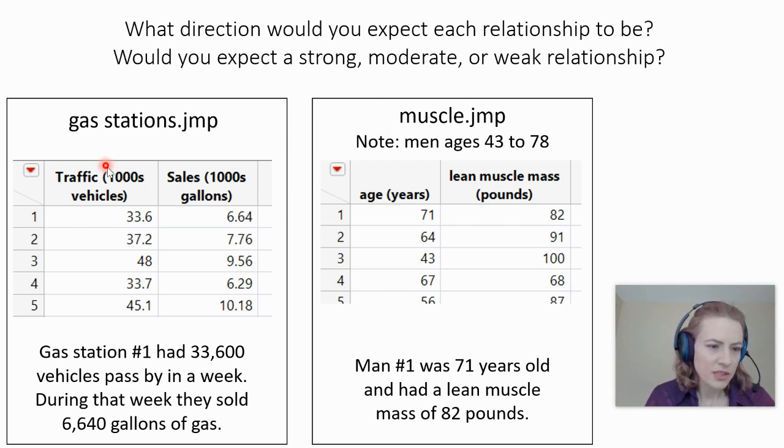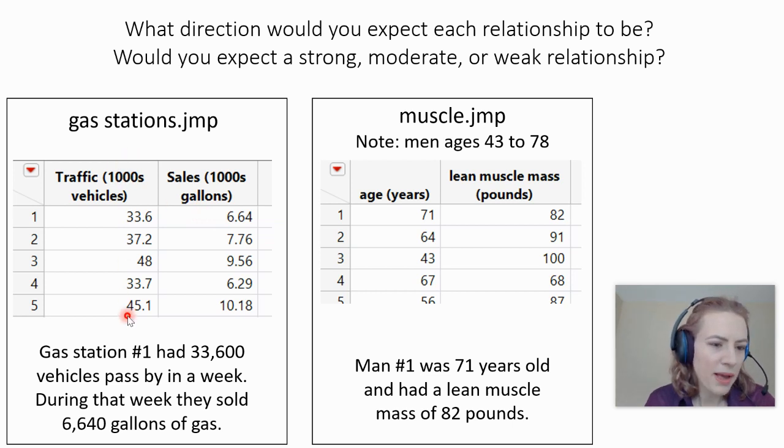All right, so the gas stations: our two variables are how much traffic is on a certain road that a gas station is on, and then the sales of that gas station, how many thousands of gallons of gas they sold. I should note traffic is in thousands here as well, but just multiply any of these numbers by 1,000 to get the realistic number. So for instance, in row number one, these two numbers are lined up because that's a gas station where they had 33,600 vehicles passing by, and they sold 6,640 gallons of gas.